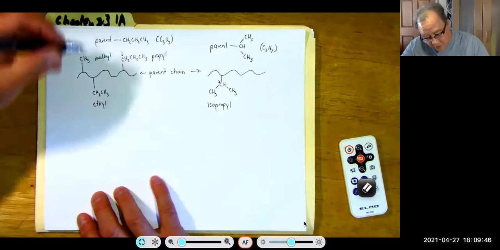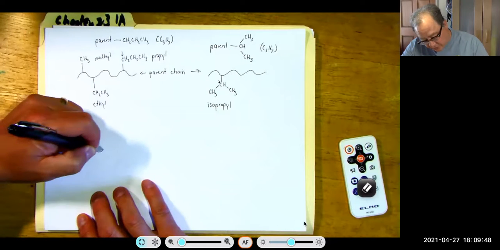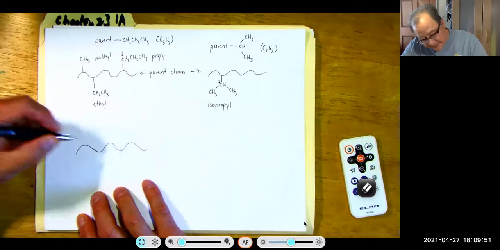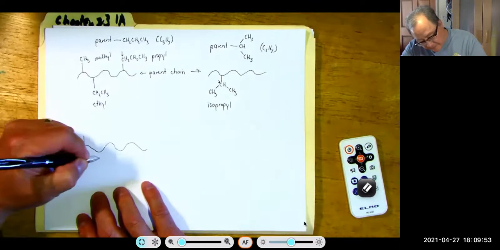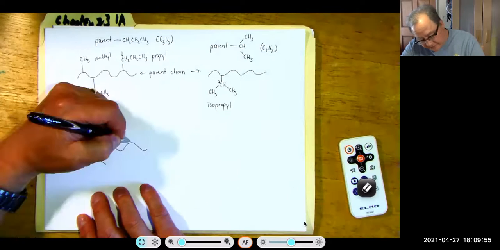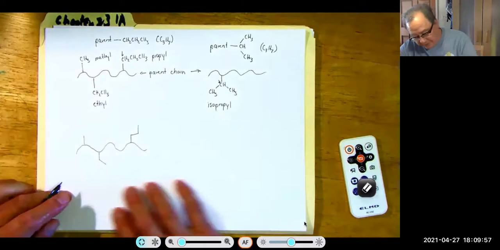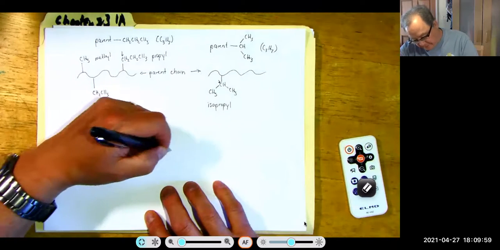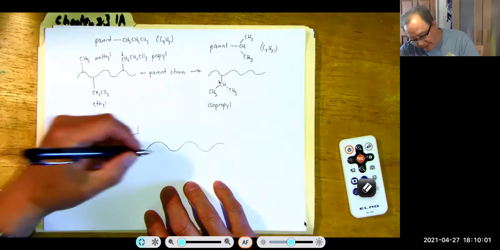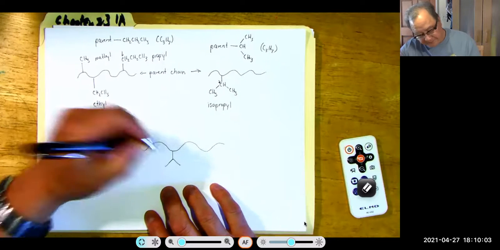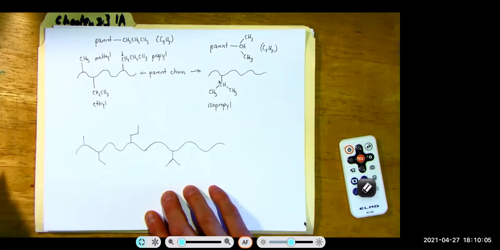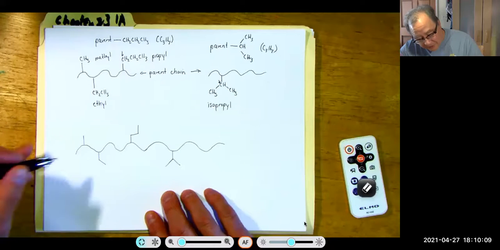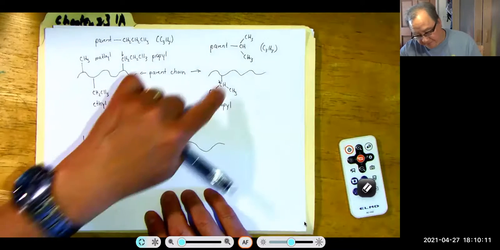And there are other ways of drawing these. For instance, if I draw this parent chain again, this is the methyl, that's ethyl, that's propyl, and this would be isopropyl. Okay. So you should know both ways. It's more common to know this way than this way.